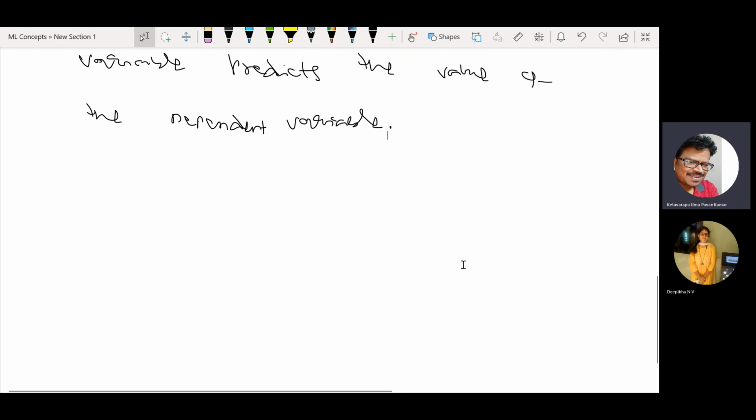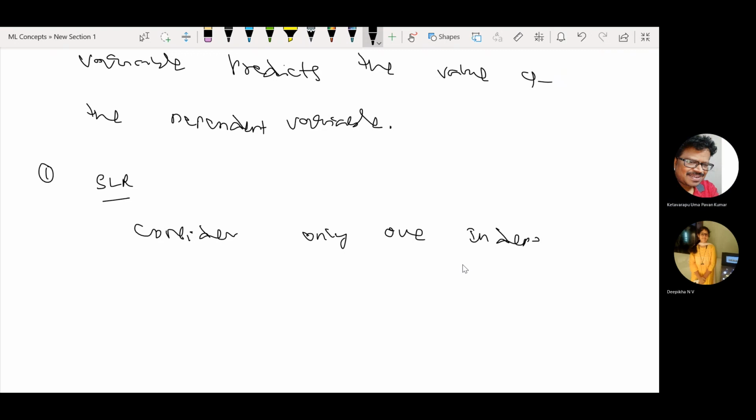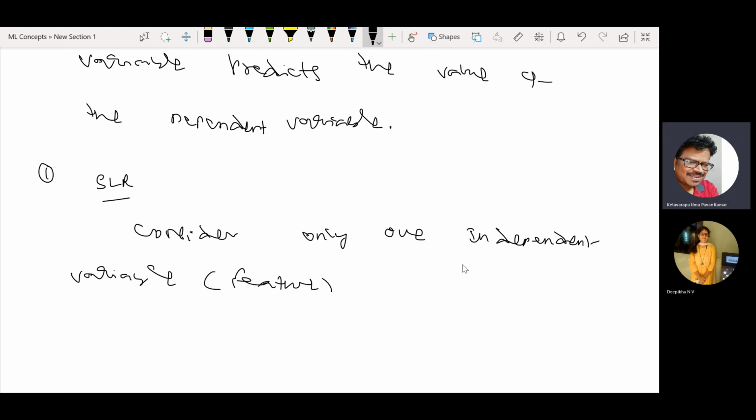Apart from that convention, if I'm talking about the first category, simple linear regression, the aspect is clear, guys. It is considering only one independent variable or feature. Sometimes we can name that a feature also. Some practitioners call that a feature, and one dependent variable, one dependent feature or variable.